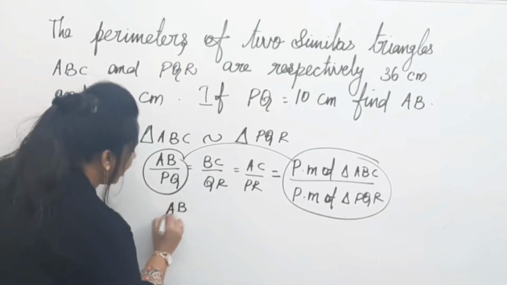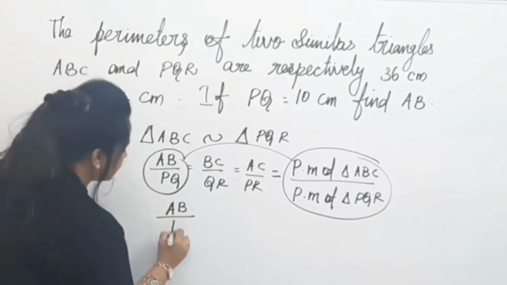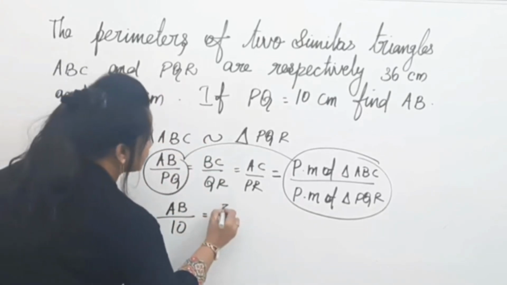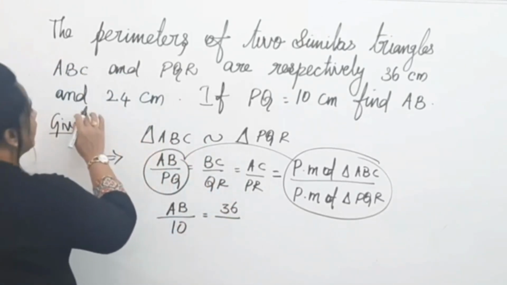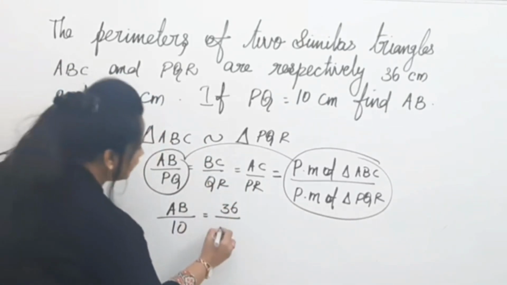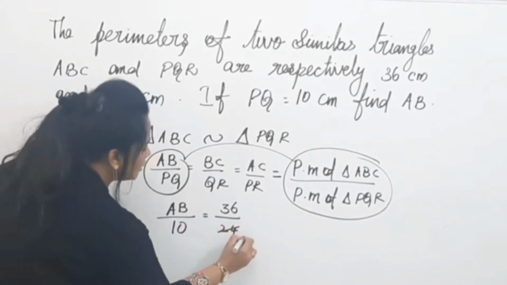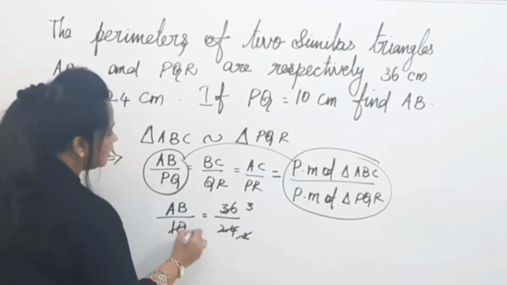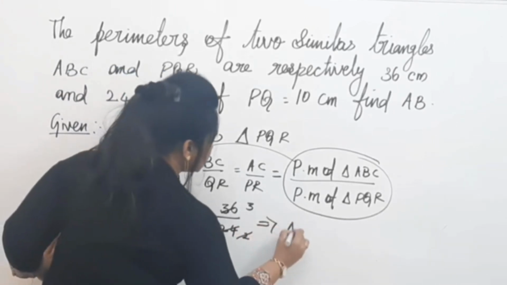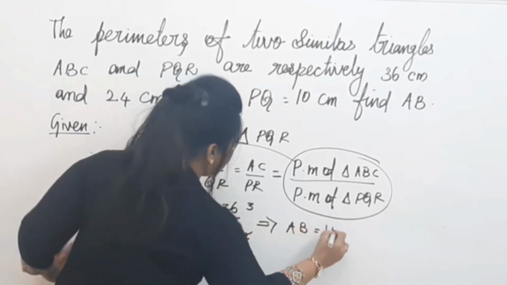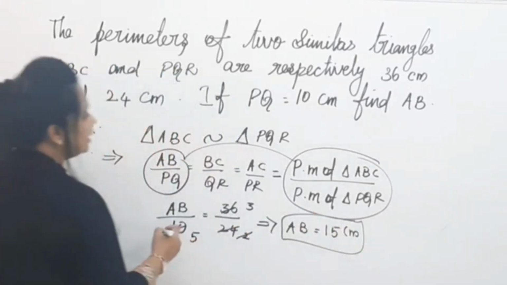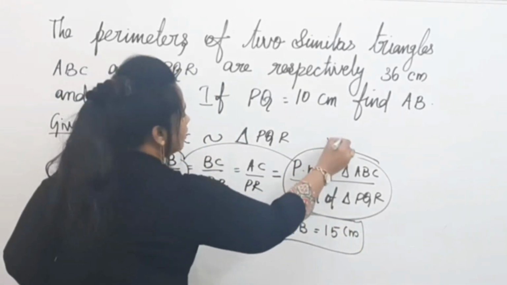So AB I am asked to find, my PQ is given 10, and perimeter of triangle ABC is 36, and perimeter of triangle PQR is 24. So cancel by 12, 2 and then 3, and 2, 10 gets cancelled. That is 5, cross multiplication. So AB is equal to 15 centimeter. Hope everyone understands. This is the key point here.